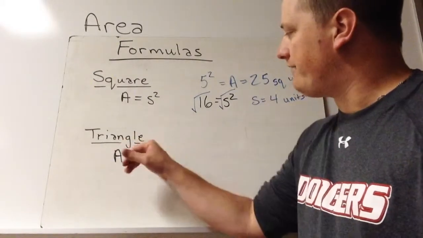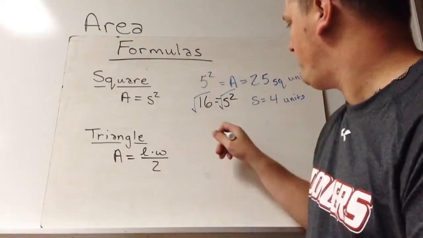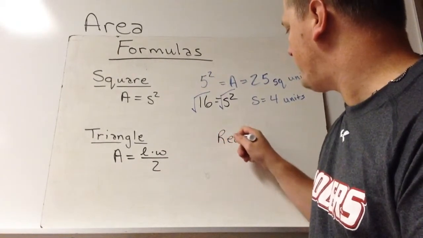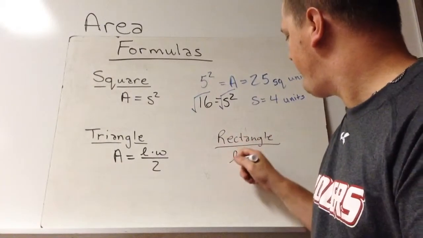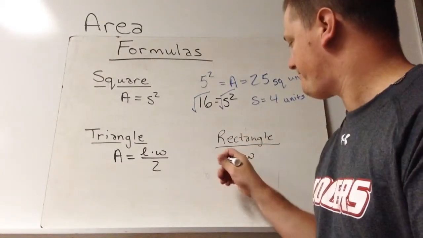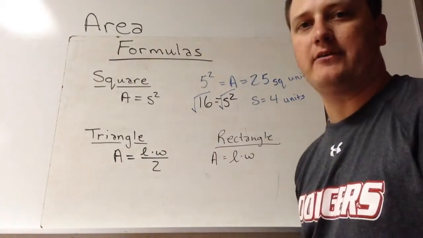For a triangle, we have length times width divided by 2. Length times width is really the formula for a rectangle, and we just cut it in half for a triangle.